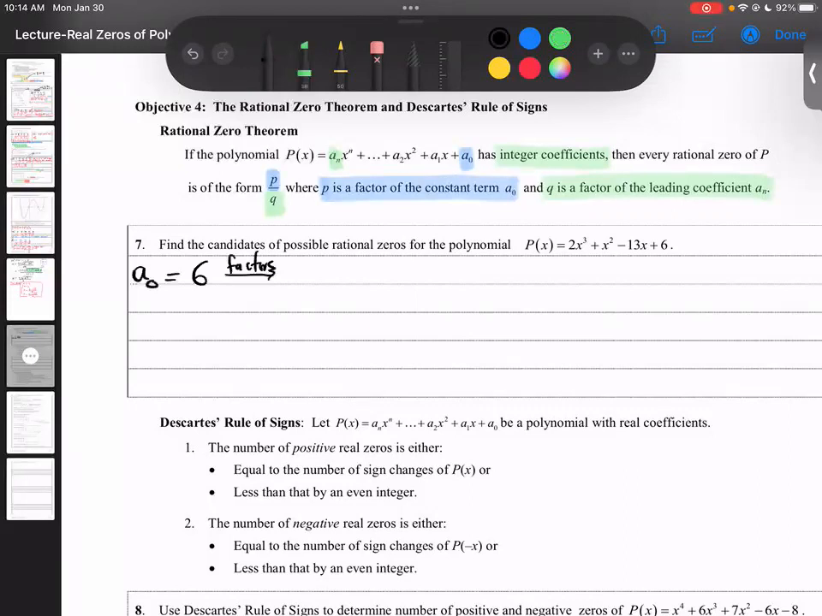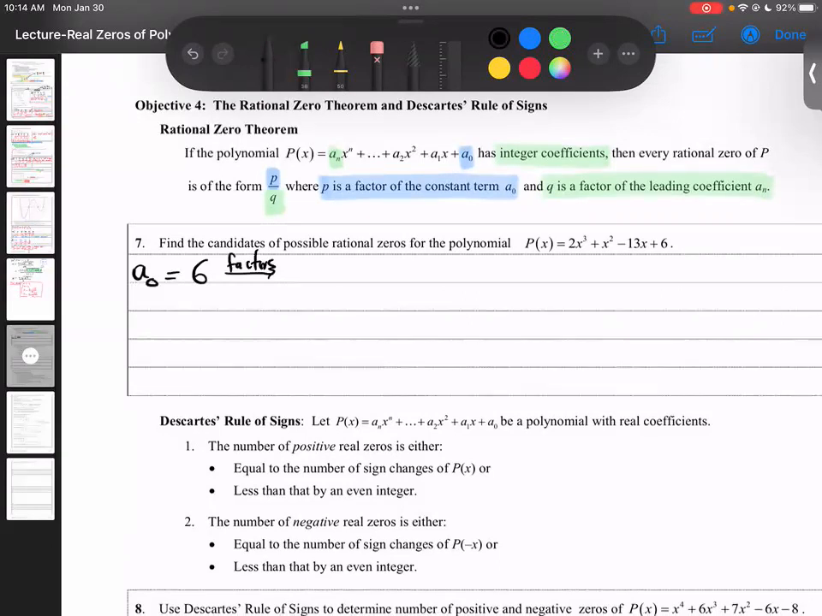Yes, think that divides 6, right? 1 divides 6, 2 divides 6. You're going to consider the negative case too. So the factors of 6 will be plus minus 1, plus minus 2, plus minus 3, and plus minus 6.